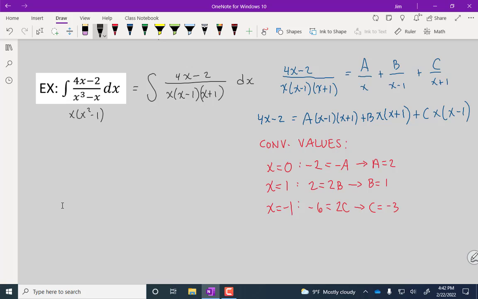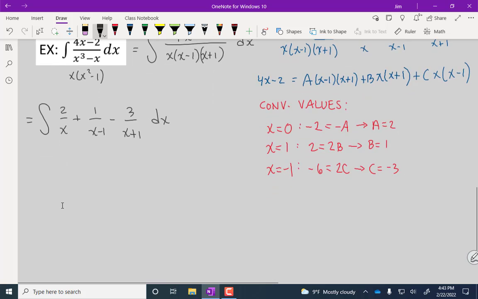So we have C over x plus 1, that's a super easy integral. We now have three partial fractions, all of which are logs. This will be 2 natural log absolute x plus natural log absolute x minus 1 minus 3 natural log absolute x plus 1.